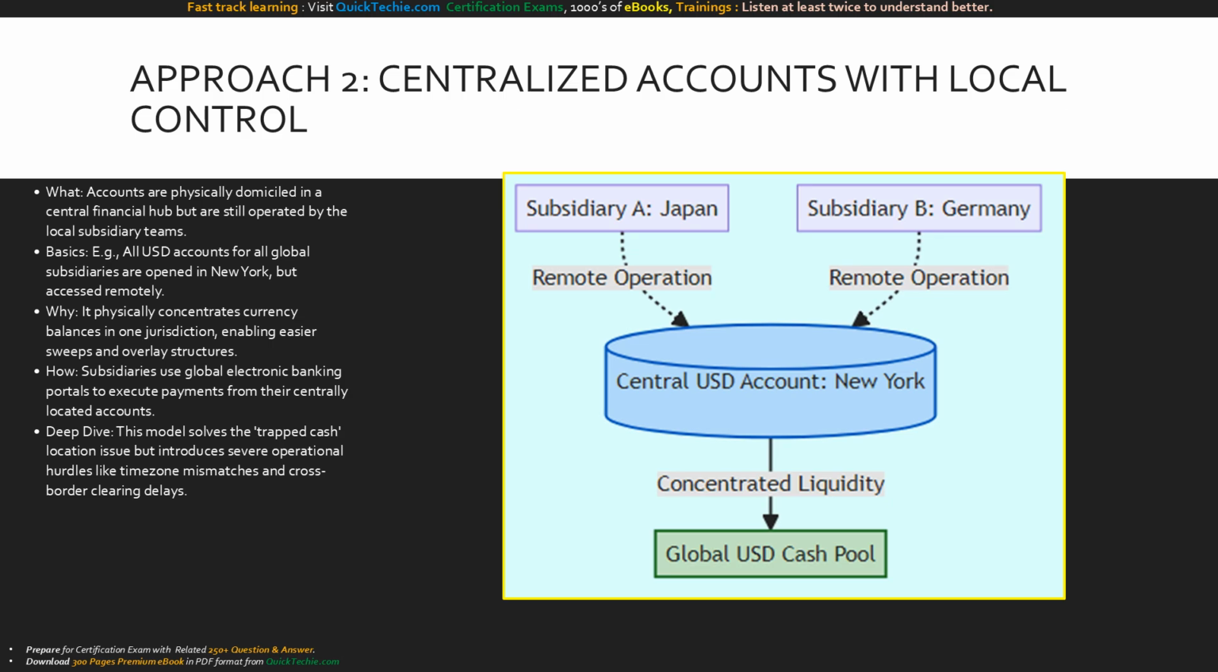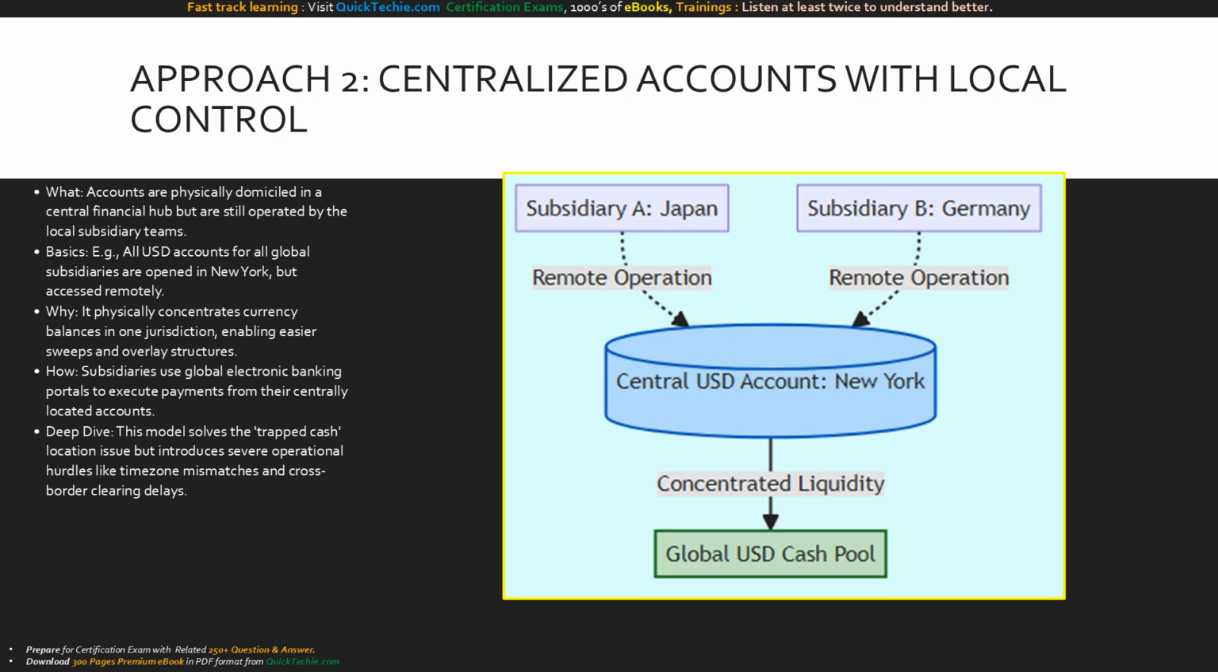However, our deep dive reveals significant friction. While you solve the trapped cash problem, you create operational headaches. If a Japanese subsidiary needs to resolve a payment issue on a New York account, they face a 13-hour time zone mismatch. Additionally, paying a local Japanese vendor from a New York account introduces cross-border correspondent banking fees and delays.